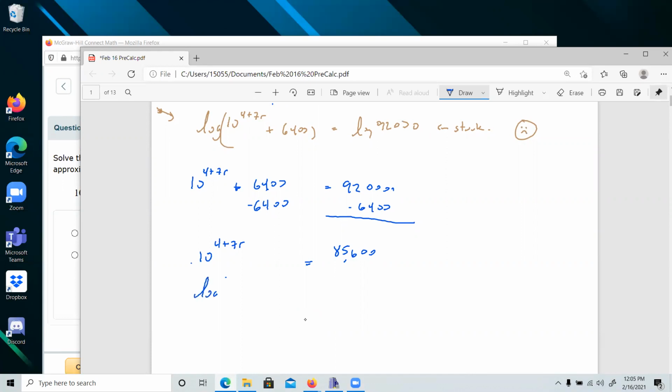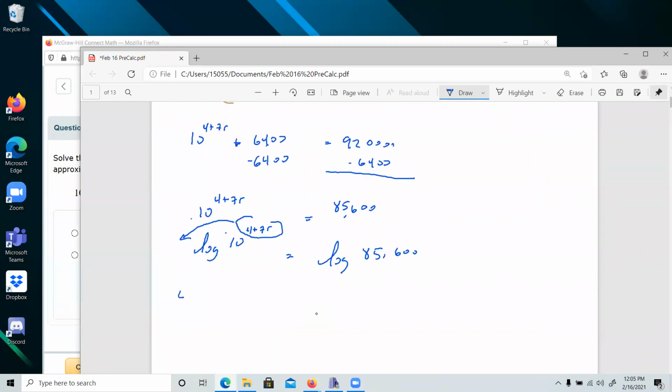What we're going to do is take the logarithm of both sides, and that is equal to the log of 85,600. Now we're going to go ahead and apply rule 3. The exponent is going to come down in front here. So we have 4 plus 7r times log 10, and that is equal to the log of 85,600.